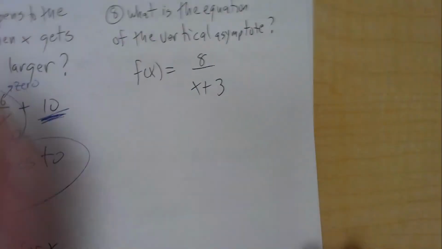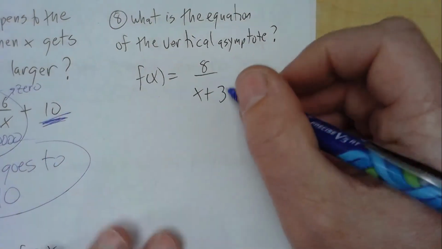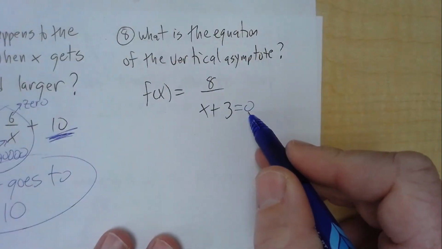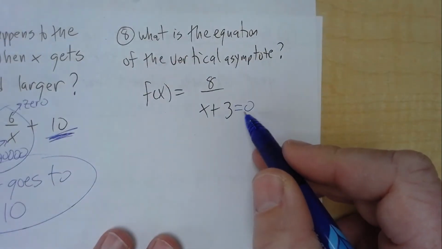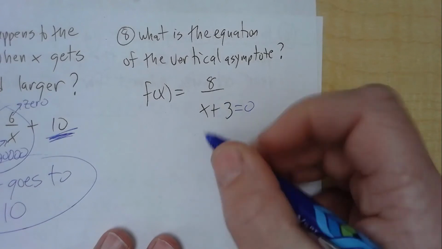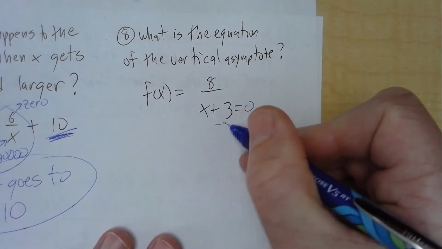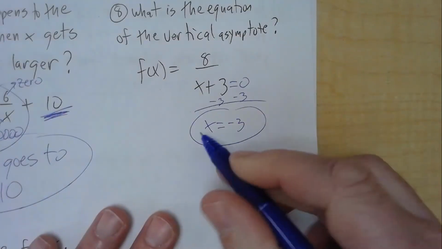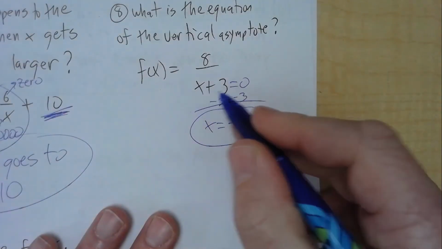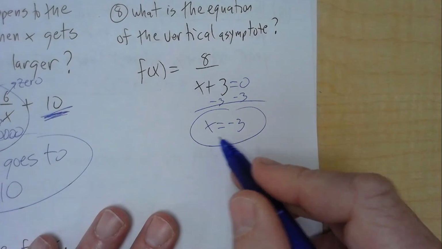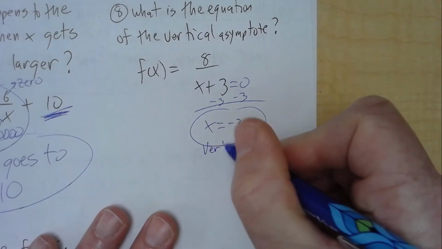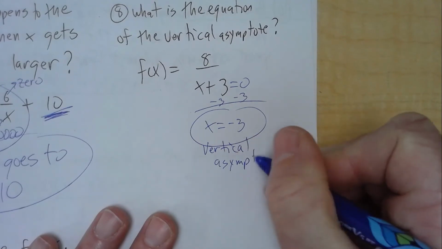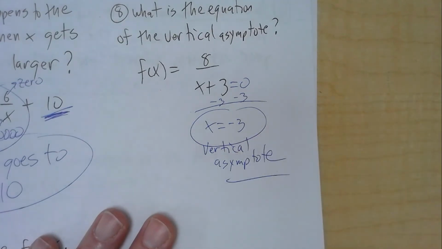Okay, the vertical asymptote is where the bottom is equal to 0, because you can't divide by 0. So what makes this 0? Well, if you subtract the 3 over, you get x is equal to negative 3. So x equals negative 3. Negative 3 plus 3 makes it 0. So x equals negative 3 is the vertical asymptote. Okay, x equals negative 3.